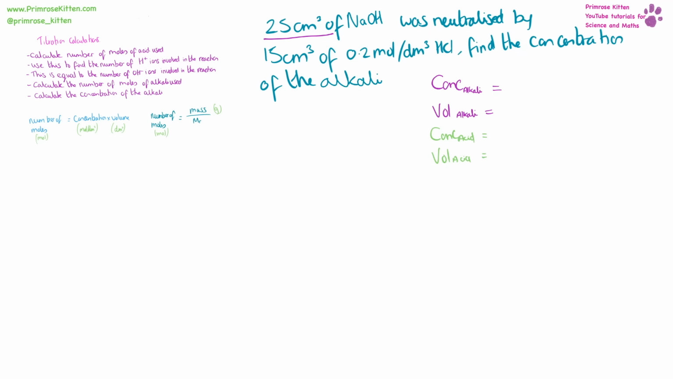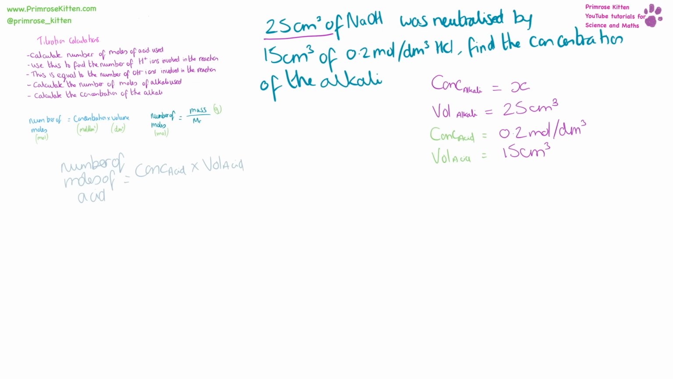First thing I'm going to do is pull all the information out of the question. Concentration of the alkali is what we're trying to find. Volume of the alkali, 25 centimetres cubed. Concentration of the acid, 0.2 moles per decimetre cubed. Volume of the acid, 15 centimetres cubed.